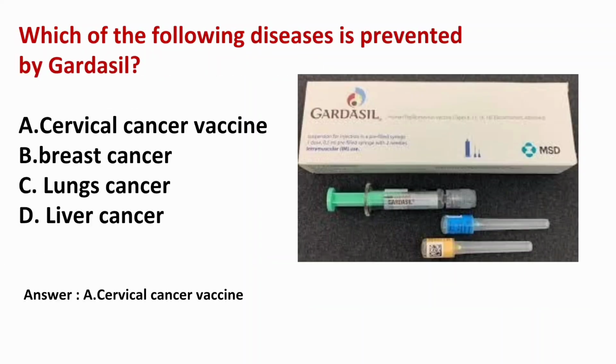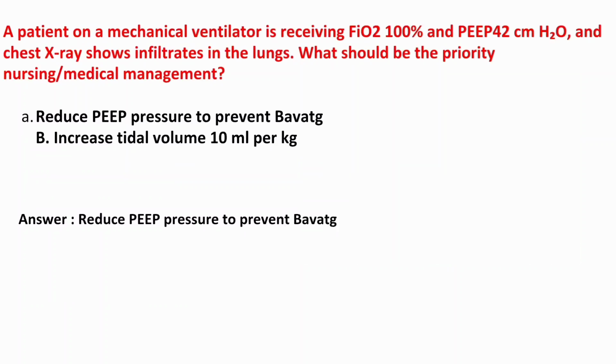Which of the following diseases is prevented by Gardasil? A. Cervical cancer vaccine. B. Breast cancer. C. Lungs cancer. D. Liver cancer. Answer: A. Cervical cancer vaccine. A patient on a mechanical ventilator is receiving FiO2 100% and PEEP 42 cmH2O, and chest X-ray shows infiltrates in the lungs. What should be the priority nursing/medical management? A. Reduce PEEP pressure to prevent barotrauma. B. Increase tidal volume 10 ml per kg. Answer: Reduce PEEP pressure to prevent barotrauma.